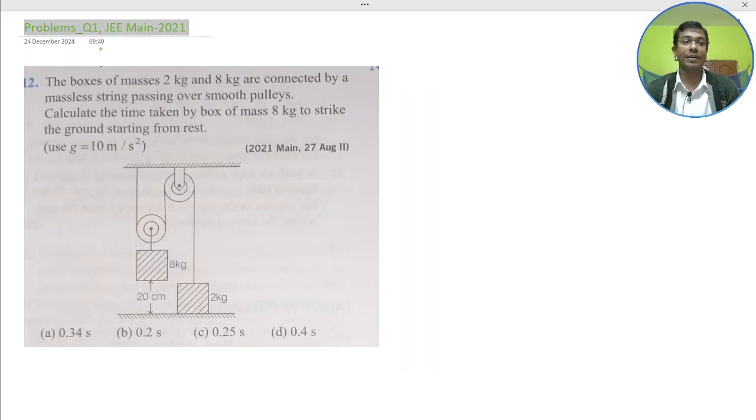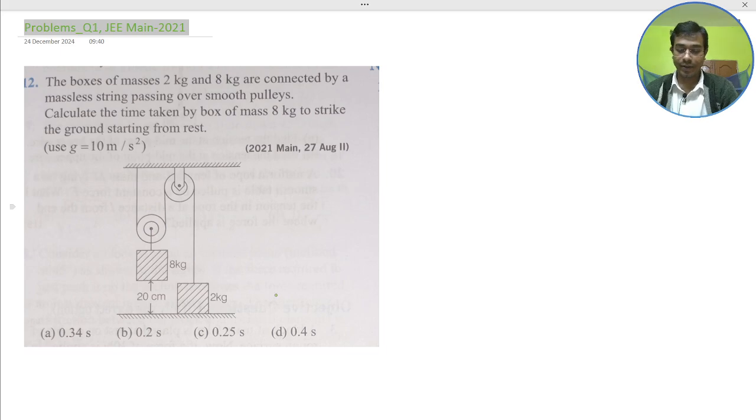First one is coming from JEE Main 2021, saying that the boxes of masses 2 kg and 4 kg are connected by a massless string passing over a smooth pulley. Calculate the time taken by the box of mass 8 kg to strike the ground starting from rest. A figure is given, and for this you just consider the equation of motion.